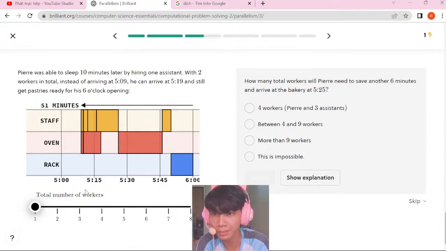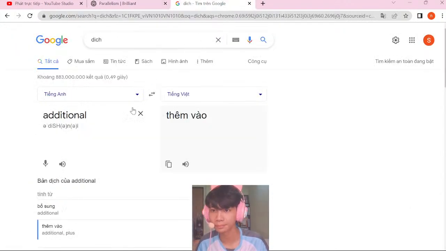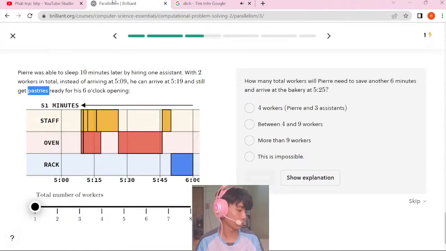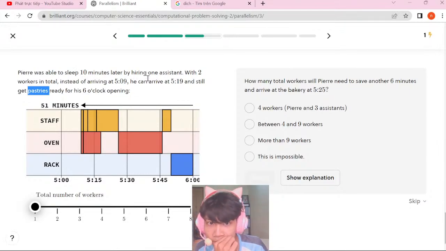Pierre was able to sleep 10 minutes later by hiring one assistant, with two workers in total. Instead of arriving at 5:09, he can arrive at 5:19 and still get pastries ready for his 6 o'clock opening. How many total workers will Pierre need to save another 6 minutes and arrive at the bakery at 5:15?